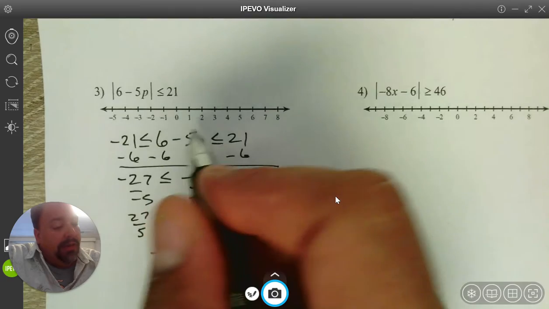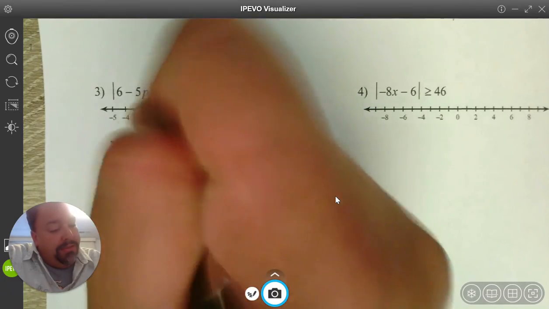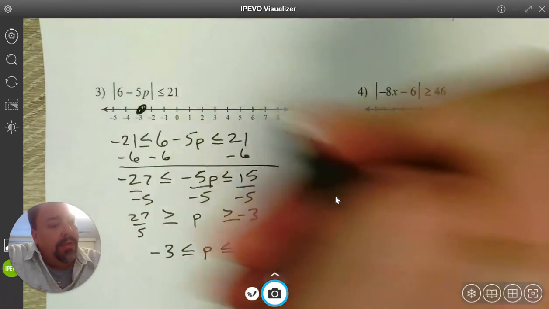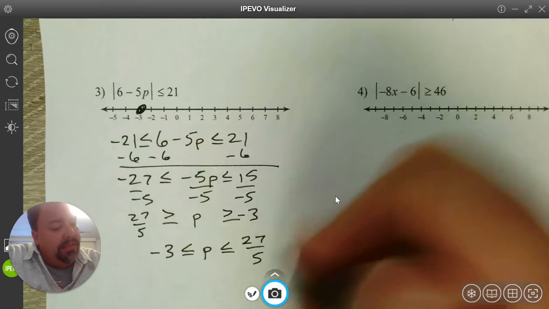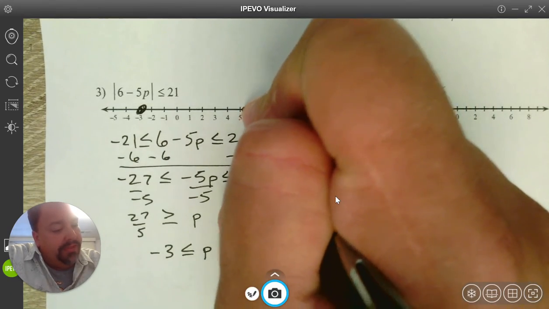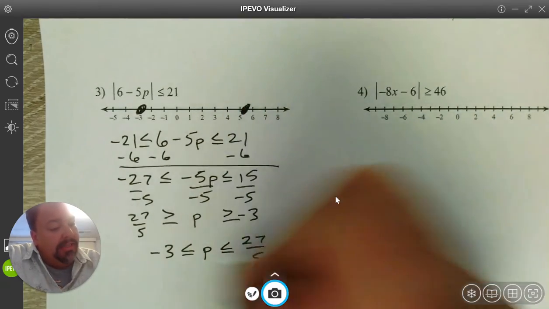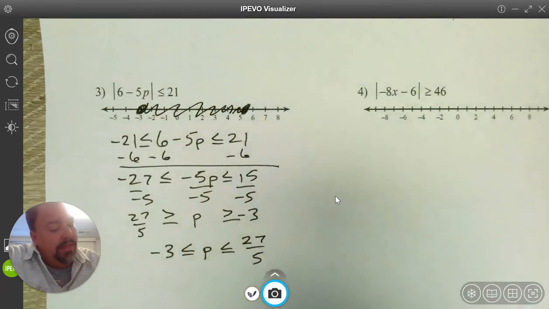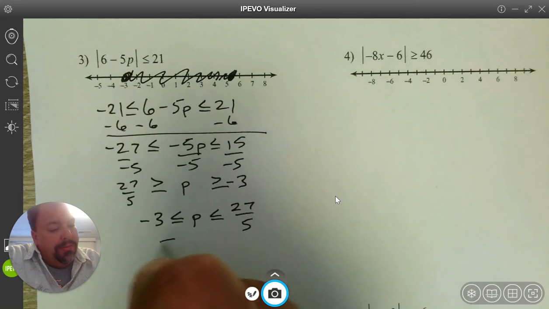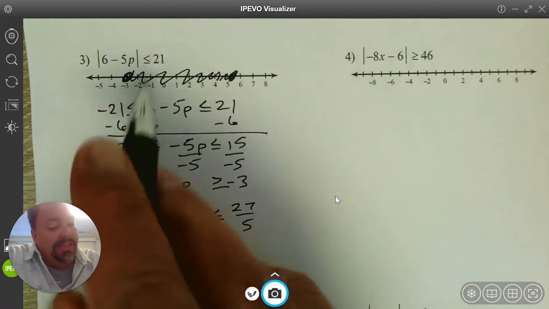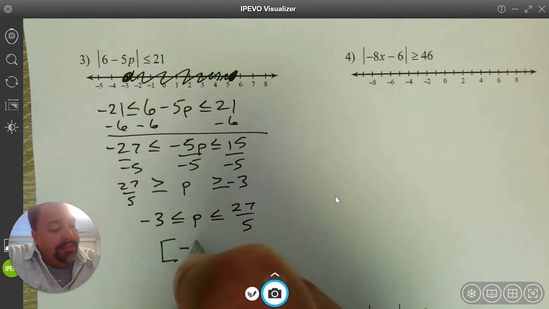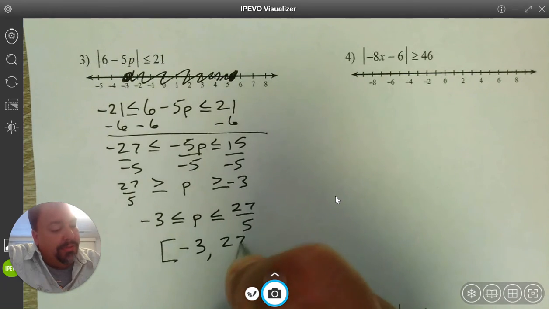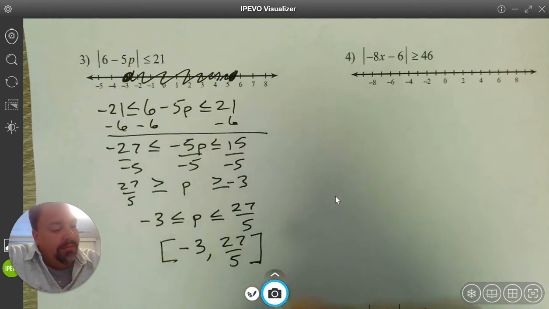And we can graph that above. So negative 3, put a closed circle. 27/5 is 5 2/5, so that's about right there. And it's between, so we shade between. As an interval, we would use a bracket because it's equal and it's a closed circle. And we'd start at negative 3 all the way to 27/5 with a bracket.